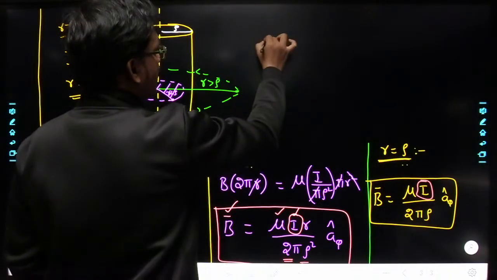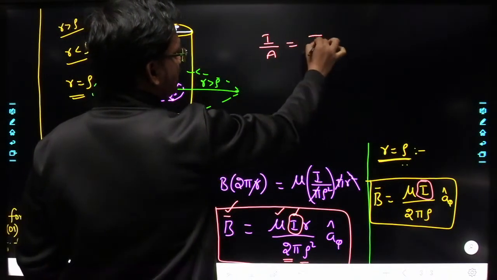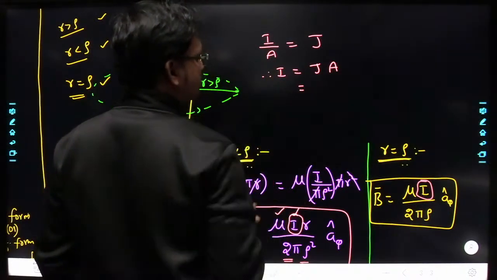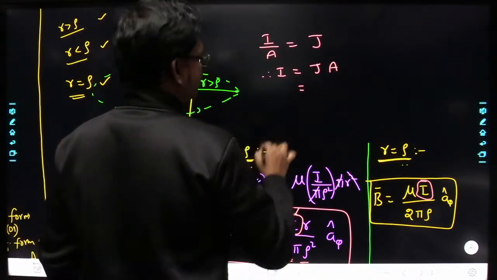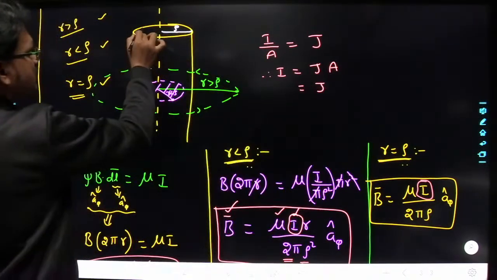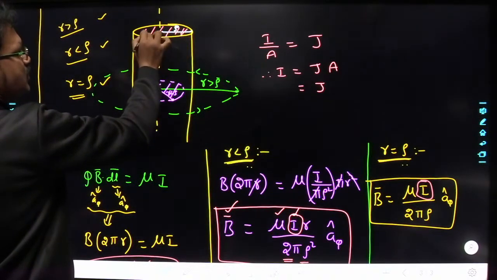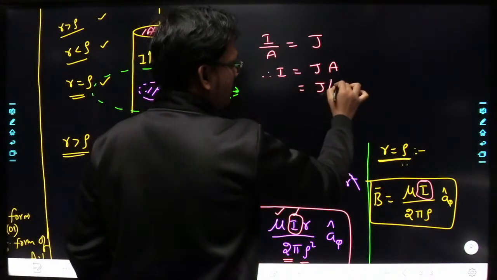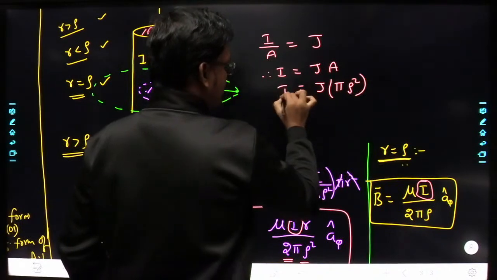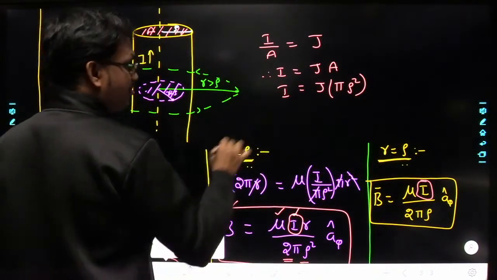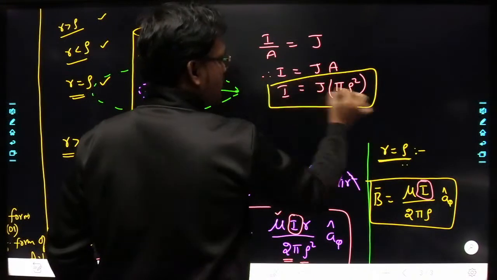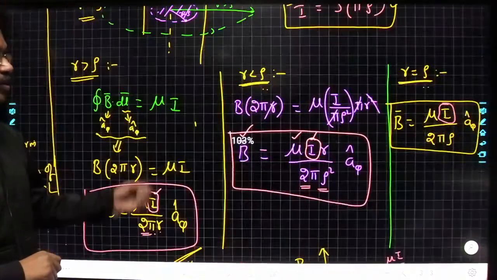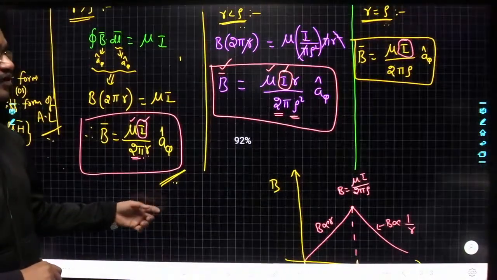Here I by A is equal to the current density J. Therefore I is equal to J into A. What is the area of this cross section? The area of this cross section is nothing but pi into rho square. So in place of I, just substitute J into pi rho square. Then you are going to get the expressions in terms of current density.